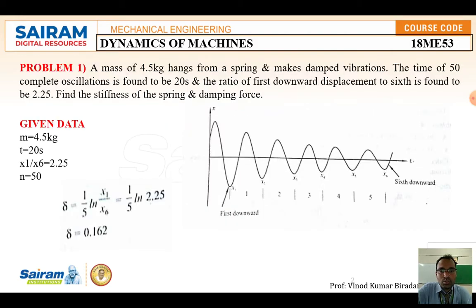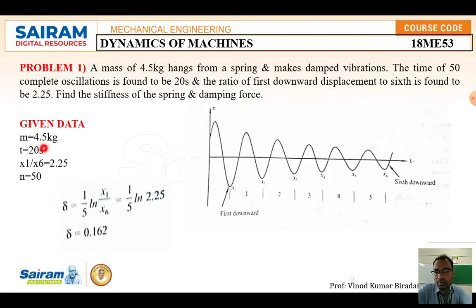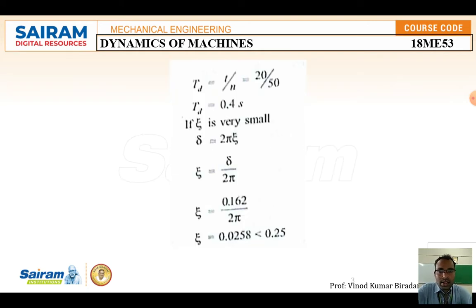Now, let us assume zeta is very small, so that the square root term is equal to 1. Then the formula reduces to delta is equal to 2 pi zeta. We already calculated the delta value here, so from this equation zeta is equal to delta by 2 pi. Delta is equal to 0.162 by 2 pi, so if you substitute here you are going to get zeta is equal to 0.0258, which is lesser than 0.25. If it is less than 1, it means it is an under damped system.